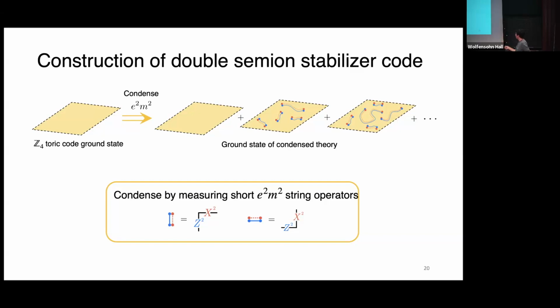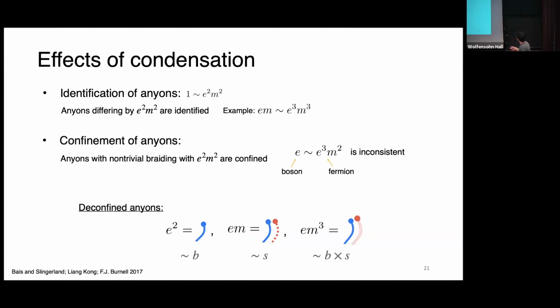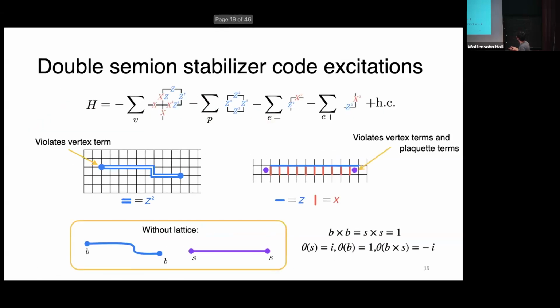Although I use the word measuring, it's really adding. So for the Hamiltonian, you basically add these terms, and these terms actually are the shortest string operators that create a pair of E square M square anyons. So just by adding these two, did I have a Hamiltonian? No, too bad. I didn't have a Hamiltonian with Z4 toric code, but you can imagine starting from a Z4 toric code.